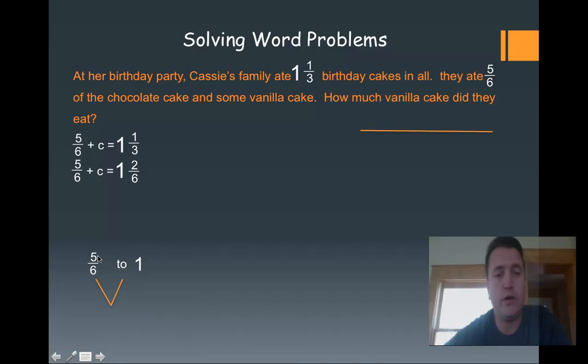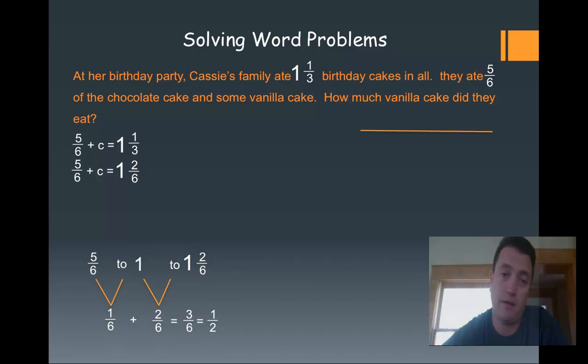So I asked myself, how far is it for me to go from 5/6 to 1 whole? Well, that's 1/6. How about from 1/6 to 1 2/6? Well, that's 2/6. If I add 1/6 plus 2/6 together, that gives me 3/6 or 1/2. Now, some of you would not probably choose to do it this way, and that's okay. Some of you would just recognize, hey, I could subtract. I know my total. I know what one part is. I could subtract one from the other to figure that out.